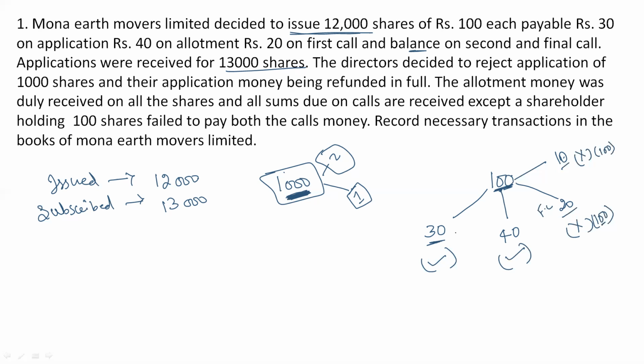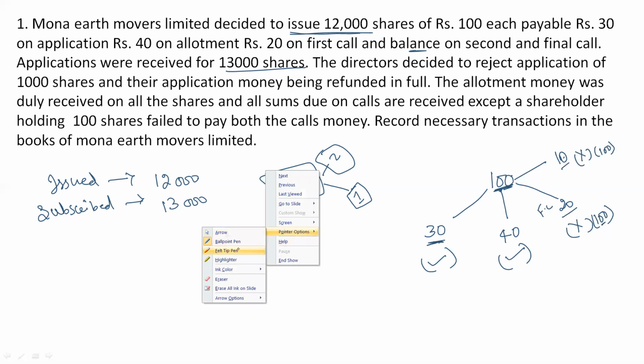Okay, so remembering this process is very important: application, allotment, first call, and in this question we have the second and final call. For every process, we need to do two entries. One is our due entry and one is our receipt entry. Okay, we'll start with making the entry for the application process, right?